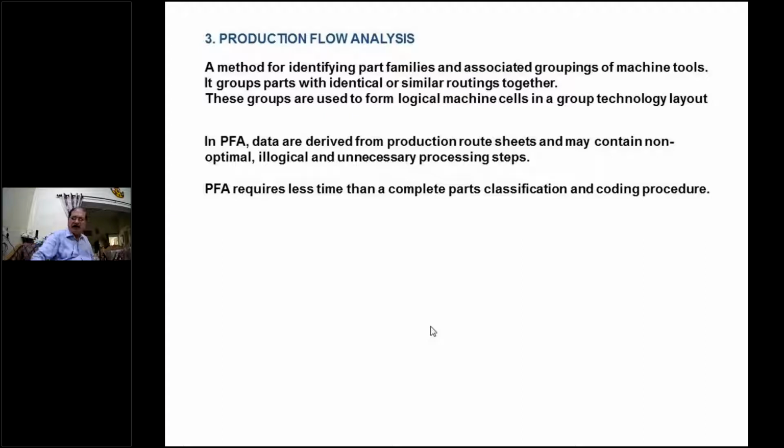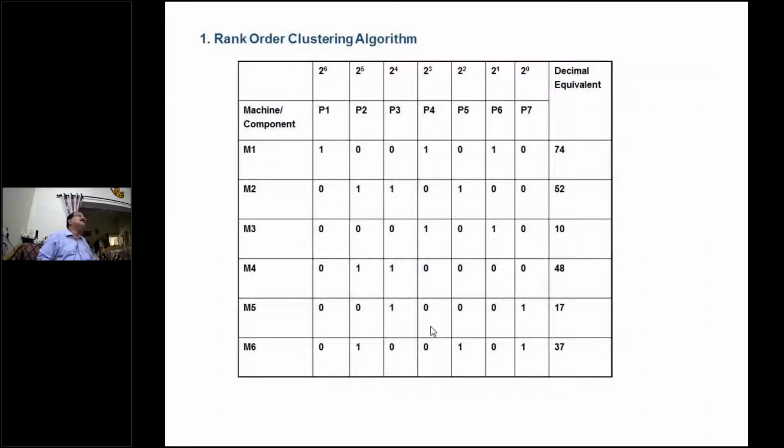Now, how is that information obtained? Normally, all the jobs moving on the shop floor have a route sheet. In the route sheet, the information is mentioned: what is the sequence of operations, and on which machine each operation is to be carried out. All these things are mentioned. So from that we can know whether a part is visiting a machine or not.